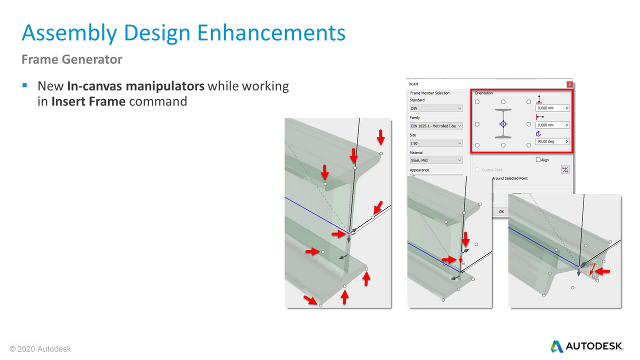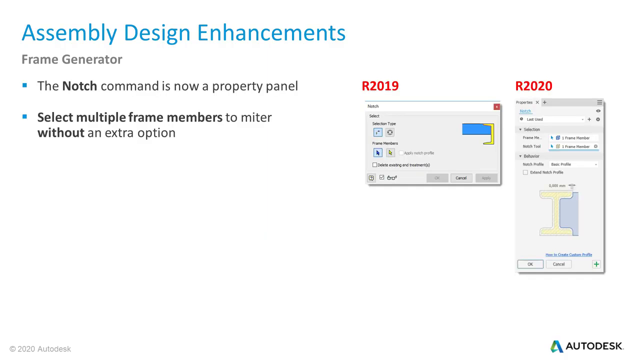When you are working in the Insert Frame command and the preview of a frame member appears, you can now interact with in-canvas manipulators. Click and drag on manipulators to change the frame member position. The Known method in the Insert Frame dialog is also available, and you can adjust the orientation of each frame member there. To provide a better user experience, we continue to add property panels to existing commands.